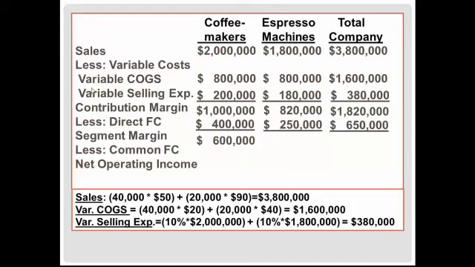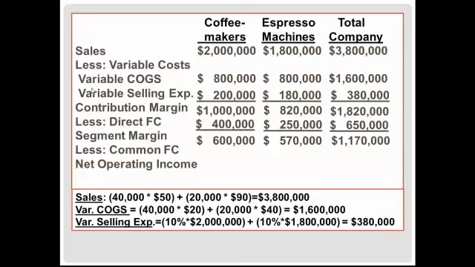Now we can compute our segment margin. $1 million minus $400,000 is $600,000. Espresso machines segment margin is $570,000. And the total company, $1,170,000.